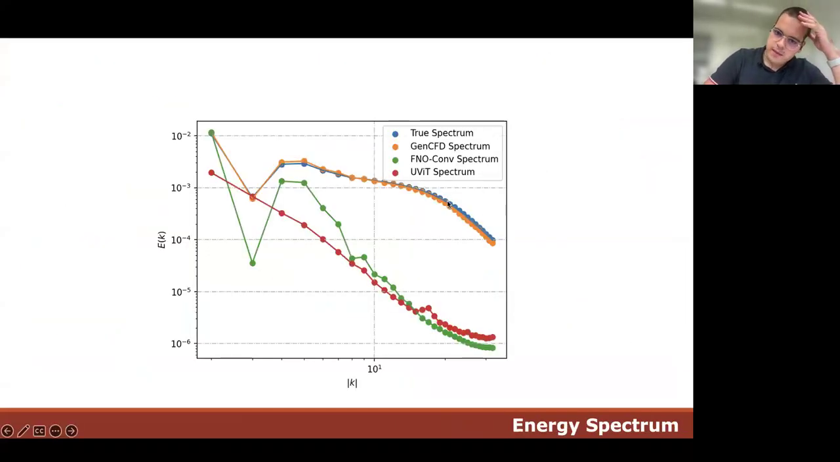I also have the spectra. So you see this is a spectrum, the true spectrum of the Taylor Green distribution. The orange line shows the approximated distribution using the diffusion model, while the two neural operators that we tested, or the regression model that we tested, collapse really. They don't approximate the spectrum very well.